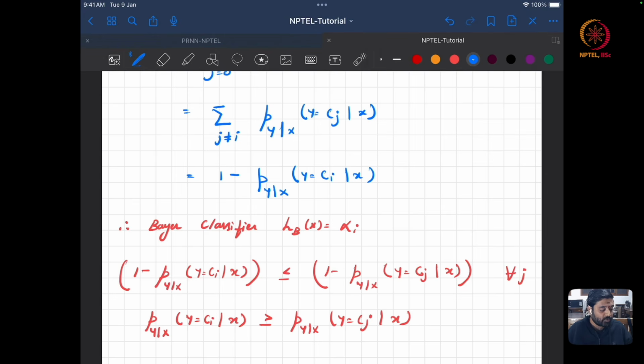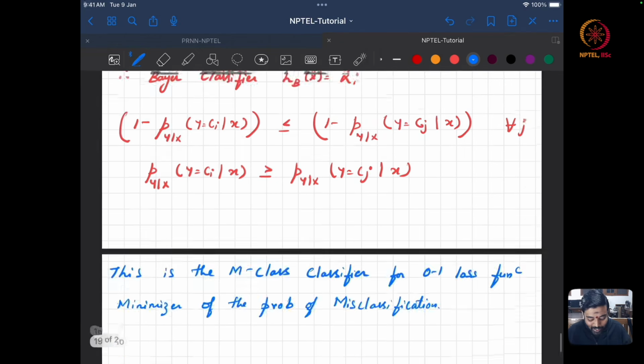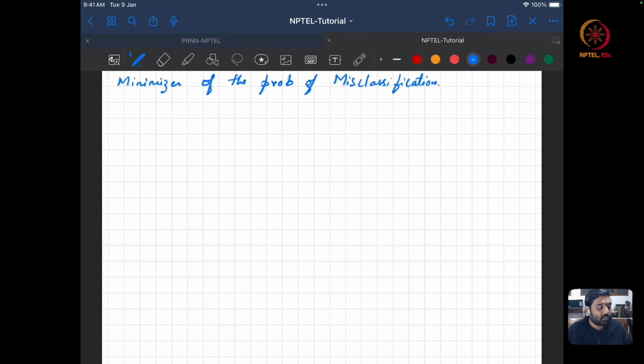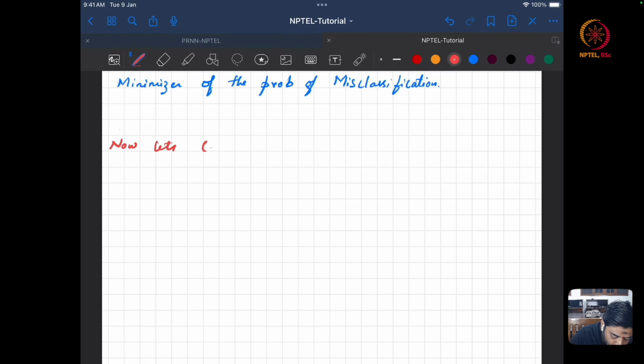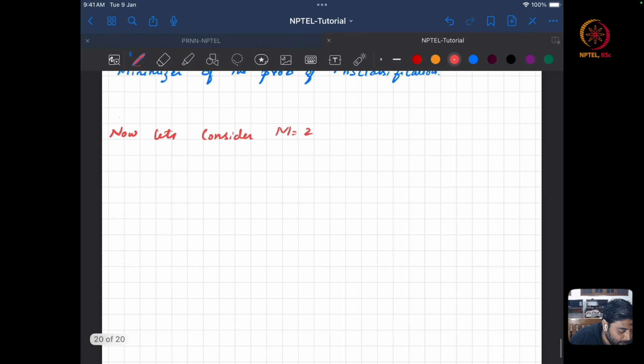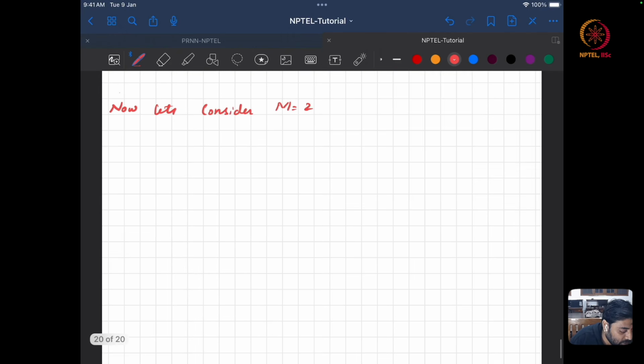Okay. So now what we shall do is delve deep into this, and then we will try to come up with some nice cases that we all know. Okay. So now let's take a two class case. Okay. There are two labels. Now for a two class case, let's consider m equals 2.